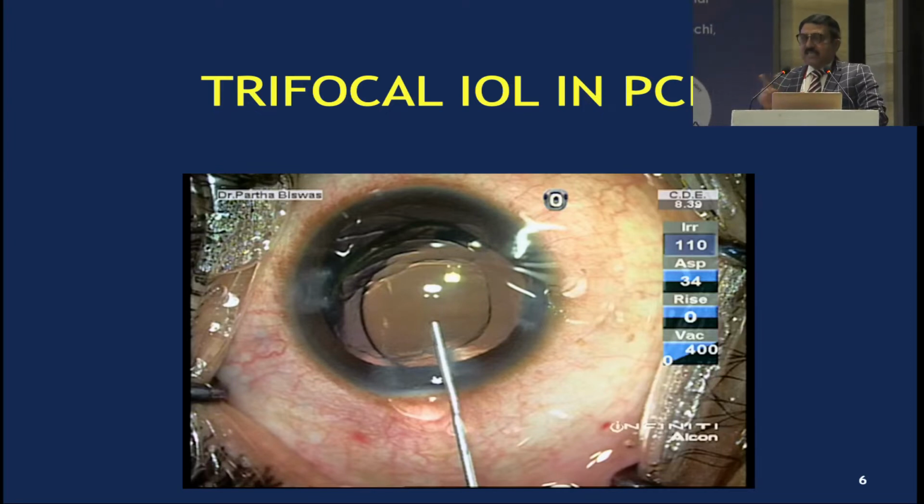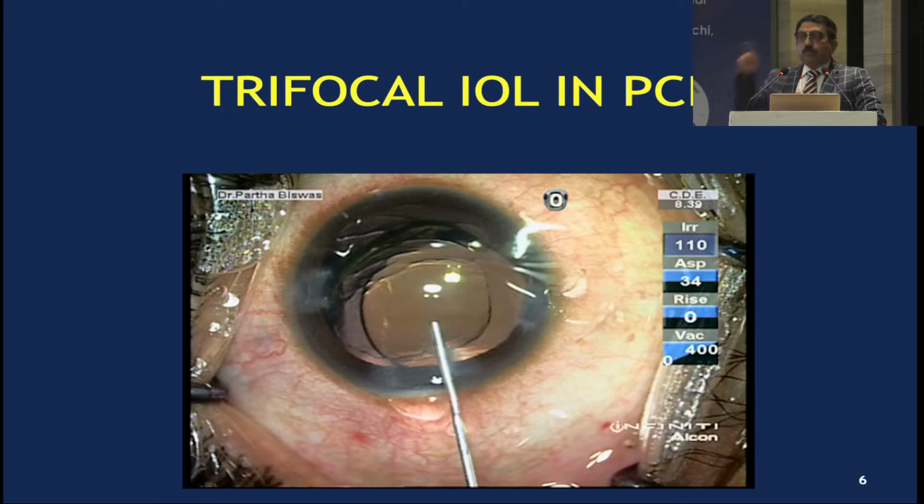When yes and when no depends upon the situation. If the first eye has already had a trifocal and this is the second eye where you have done a PCR, here is a situation where you can judiciously think of placing the trifocal in the bag if it is possible, but it has to go into the bag. If it cannot go into the bag, please do not put the trifocal.